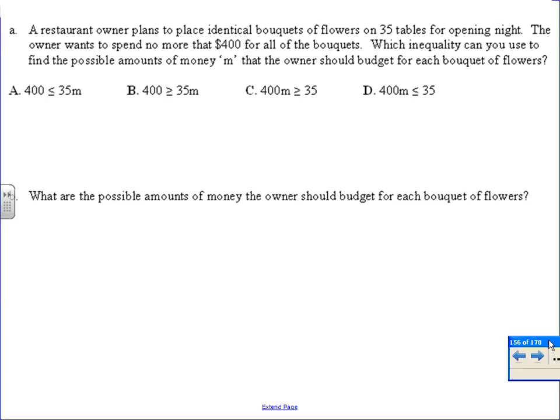Which inequality can we use to find the possible amounts of money, which is M, that the owner should budget for each bouquet of flowers? What does no more than mean? What inequality sign means no more than? Annalise, what do you think?